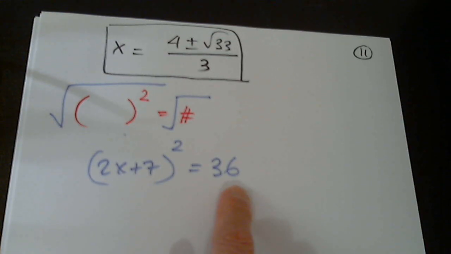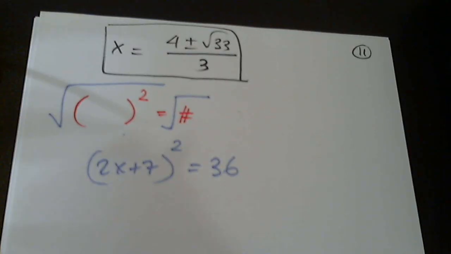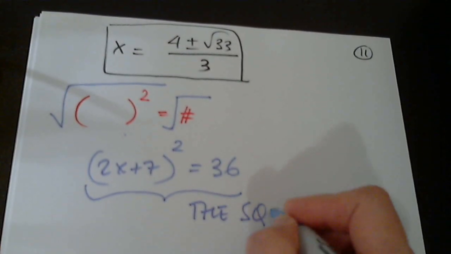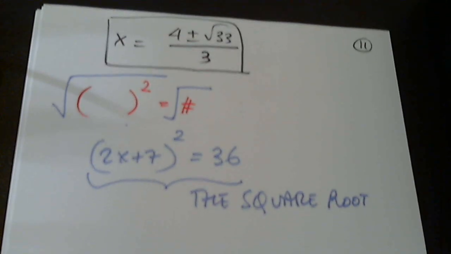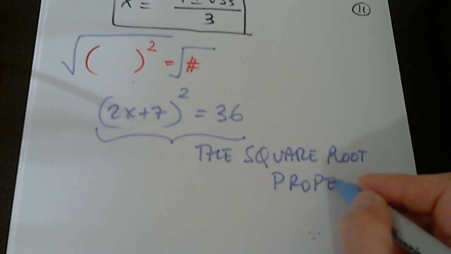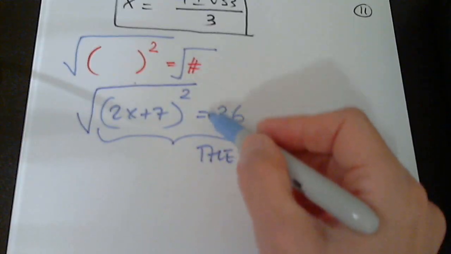Yes. Some number. It doesn't have to be a perfect square. Yes. So this is the setup for the square root property, if you want, or method, whatever you want to call it. So I will take the square root for both sides.